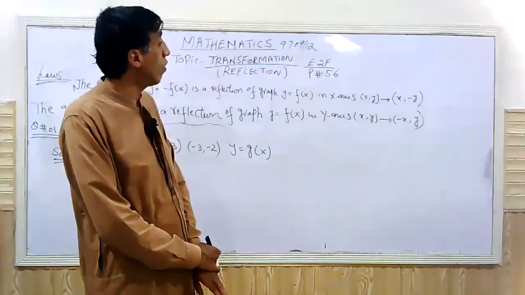The second law: the graph of y equals f of minus x is a reflection of the graph y equals f of x, which is the object graph, in the y-axis. How will you learn this? If it is the y-axis, your coordinates (x, y) will change: x will be opposite in sign and y will be the same.